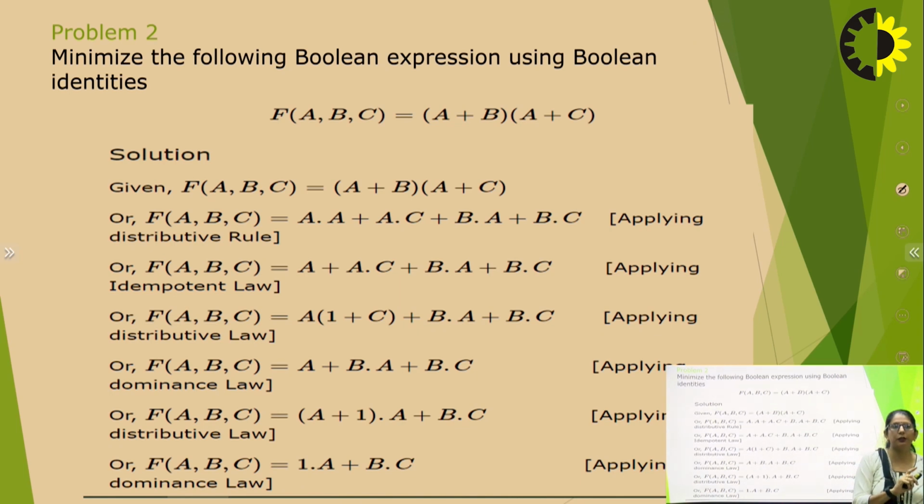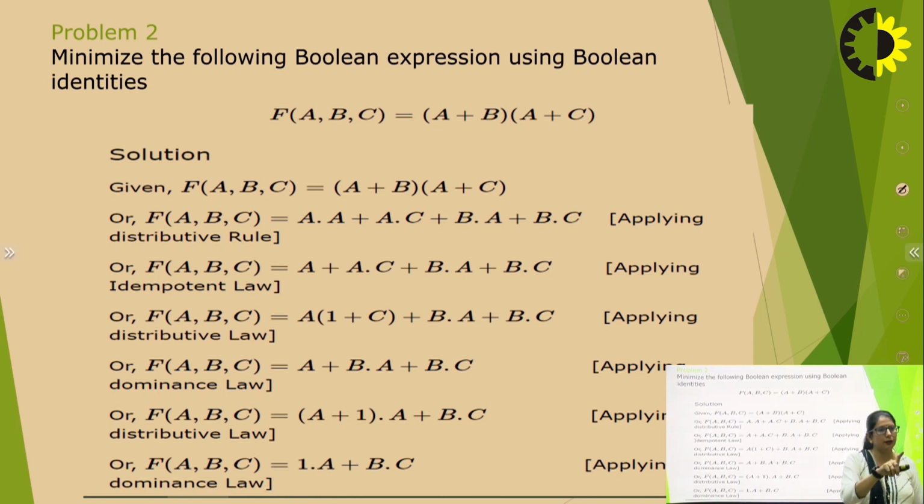It is mentioned here, we need to minimize it by using the Boolean identities only, not using the K-map. So the expression is given, like function is defined over the 3 variables A, B and C, and the given expression is (A plus B) dot (A plus C). Now if I apply the distributive property, if I open this, A will get distributed over A plus C, and B will equally get distributed over A plus C.